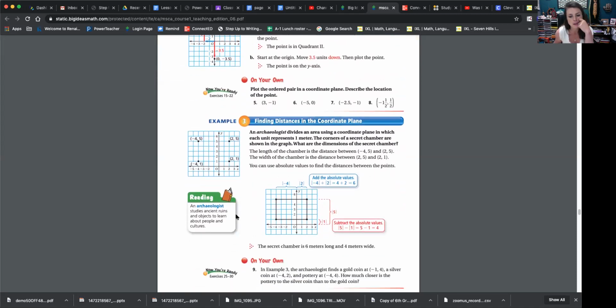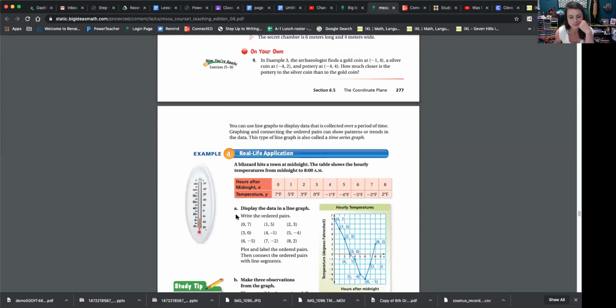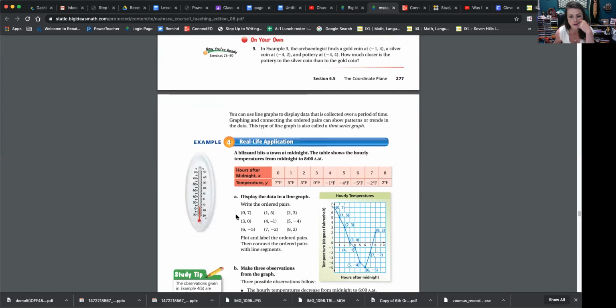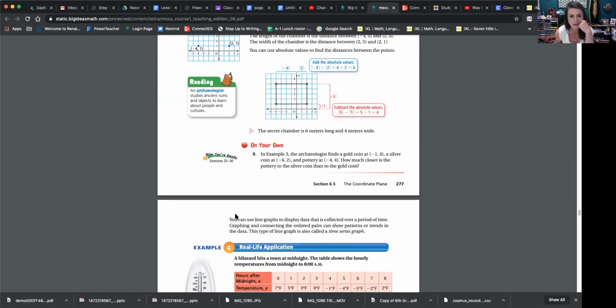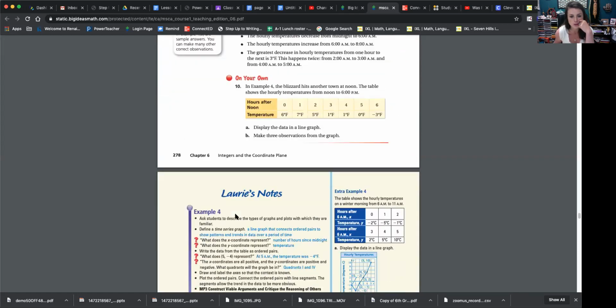And then you can plot data points to make a graph and so forth.